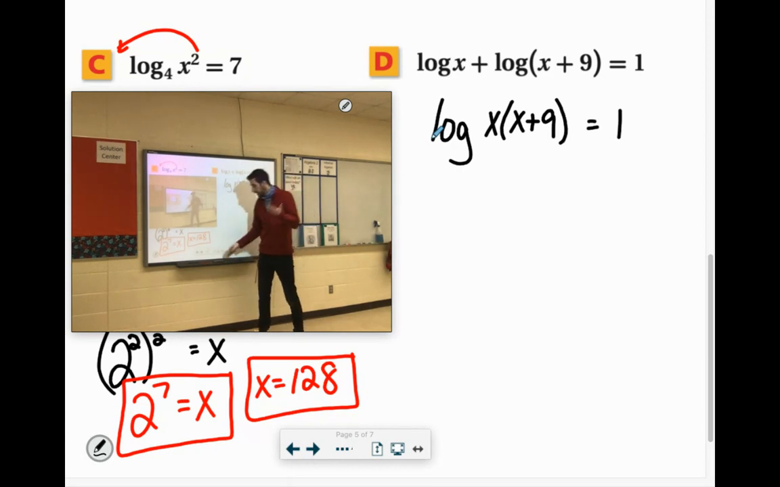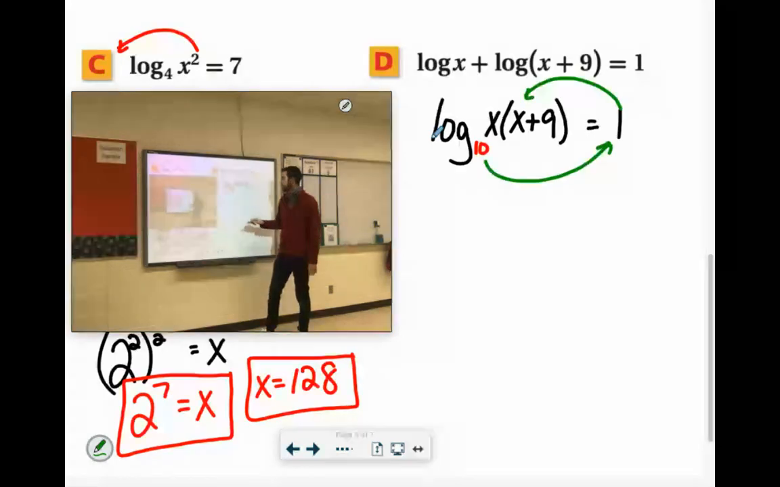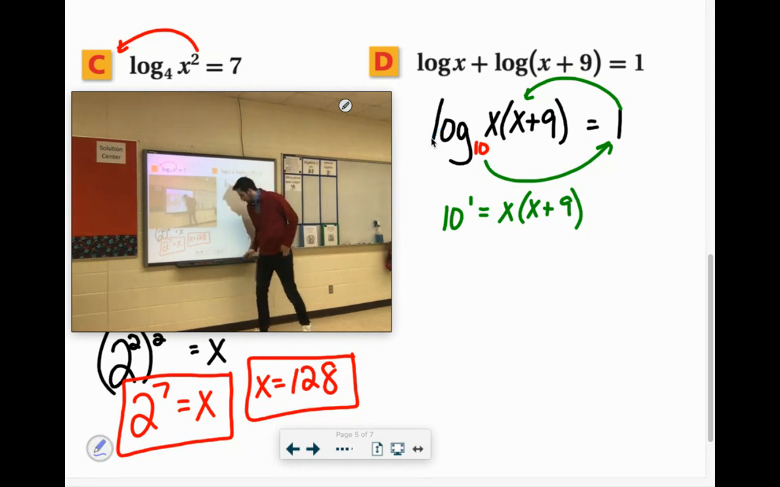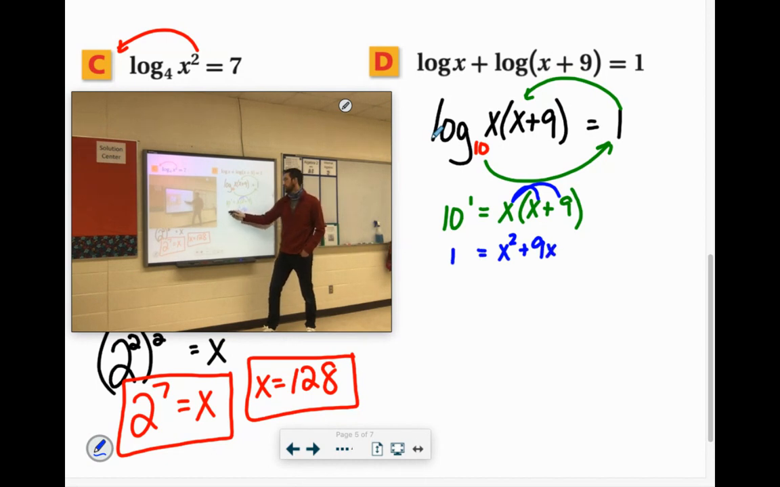Now, if we were to then write this in exponential form, remember there's an invisible 10 down there. So we would say 10 to the first power equals this stuff. 10 to the first equals x times x plus 9. Old tricks coming out. 10 to the first is 10. If we distribute the x, we'd have x squared plus 9x equals 10.